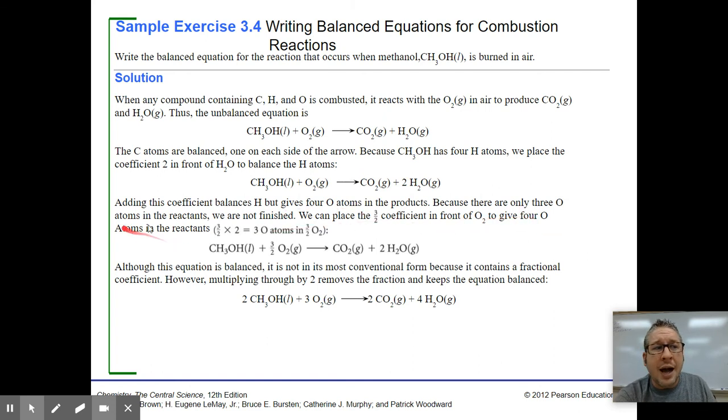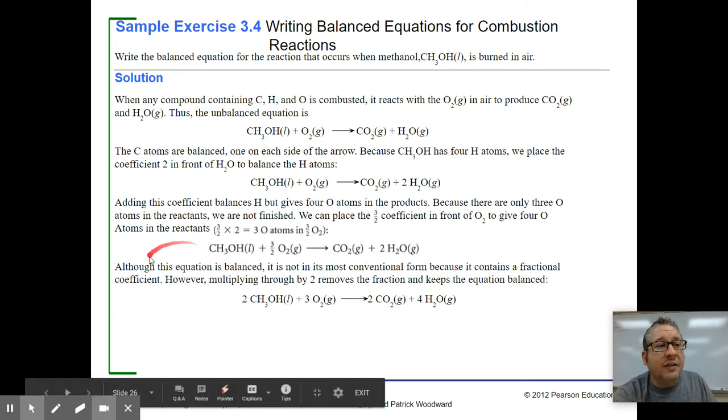Because there are only 3 oxygen atoms in the reactants, we're not satisfied, we're not finished. So by placing a 3 halves coefficient in front of the O2 to give 4 atoms in the reactants, that gives us that. That's fine, but because we've got 3 halves, if we multiply 3 halves by 2 and then add the 1, you get 4 oxygens. But you cannot have a fractional coefficient.